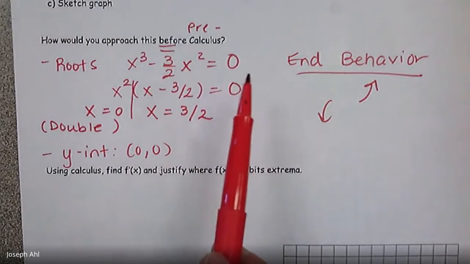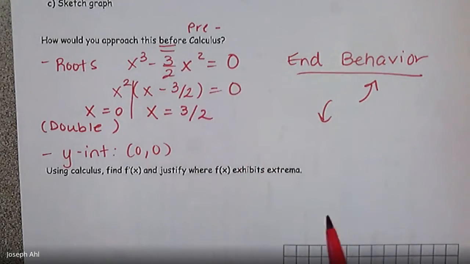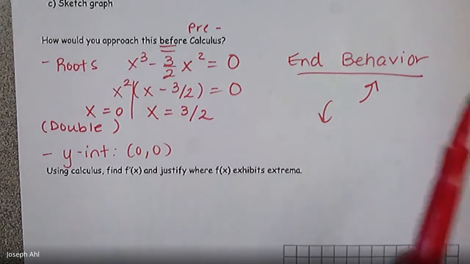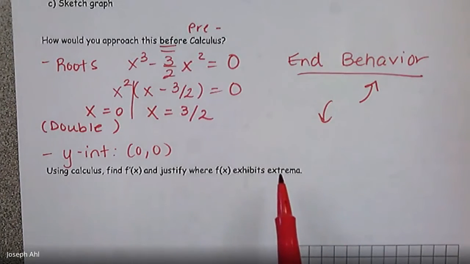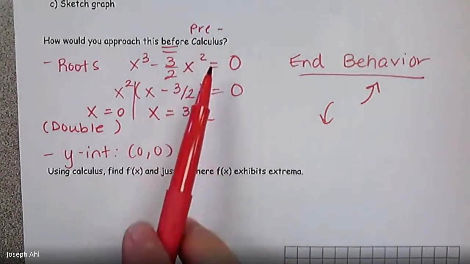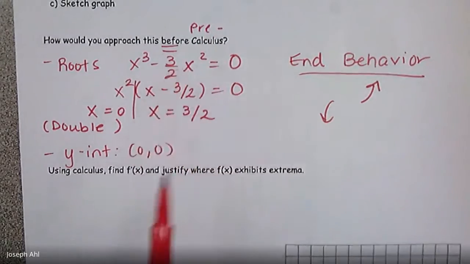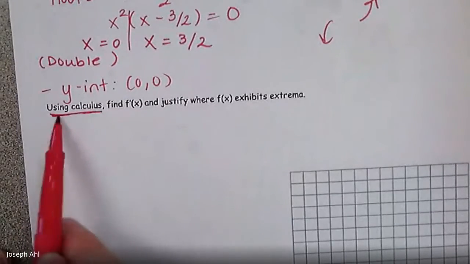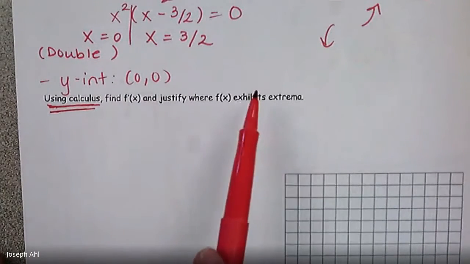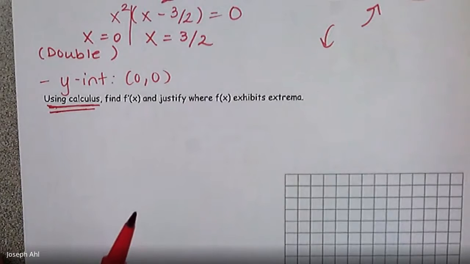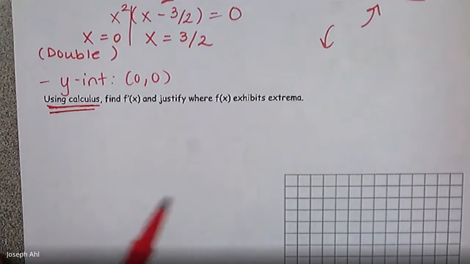But what I don't know is where this graph is going to exhibit some of its local max and min values. I wouldn't necessarily know that without looking at the calculator in pre-calculus. But now, using calculus, we can find the derivative and then justify where we have some extrema, and then also talk about where it's increasing and decreasing. Okay, so let's go ahead and take a look at what that would look like.